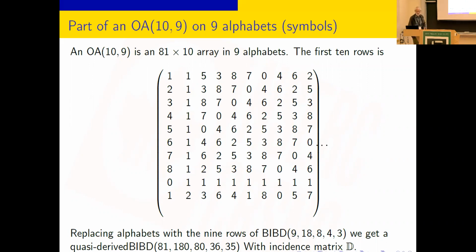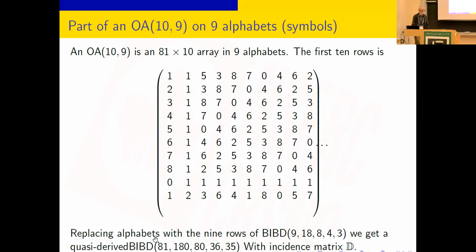So what we can do now is replace these alphabets by the rows of that BIBD, which is the derived part of that matrix. Then what happens, because there's one element only in each column and the rest are different, is that they intersect at a certain number, and there we can count, and it really gives you what I have here. We get here BIBD (81, 180, 80, 36, 35). This is actually a quasi-derived design.